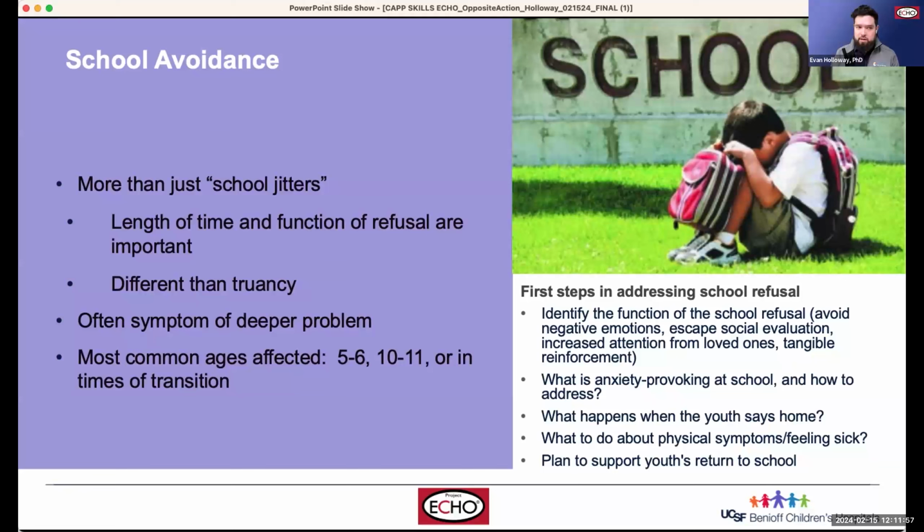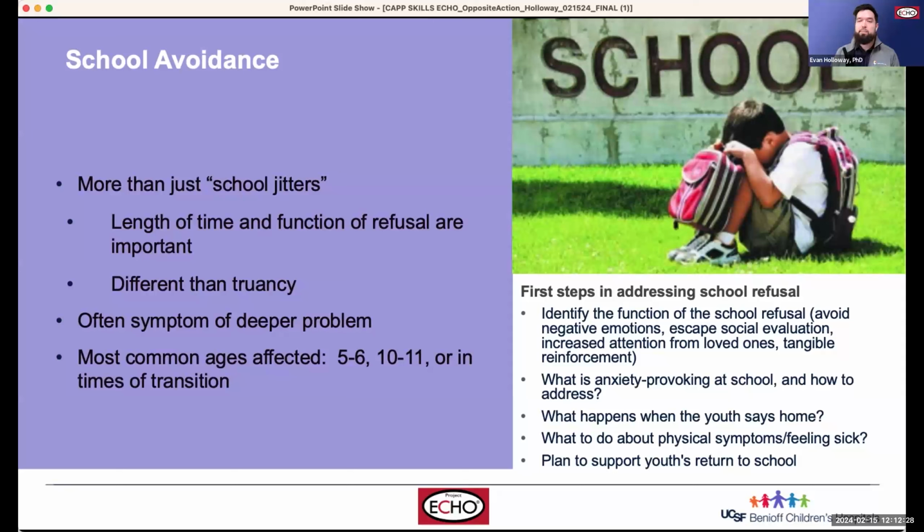So when you're talking about school avoidance, the length of time that this might be happening and the function of why they're refusing are really important. This is different than truancy, like a long-standing, not going to school at all. And it often can be a symptom of a deeper problem. School avoidance is most common, but not only, among ages of around 5 or 6, 10 or 11, or in times of transition.